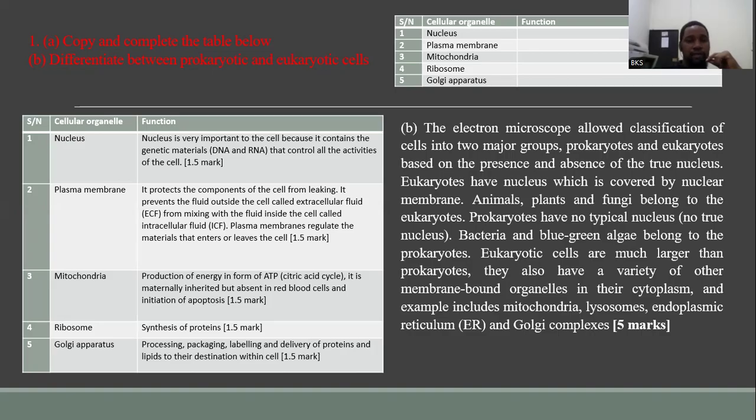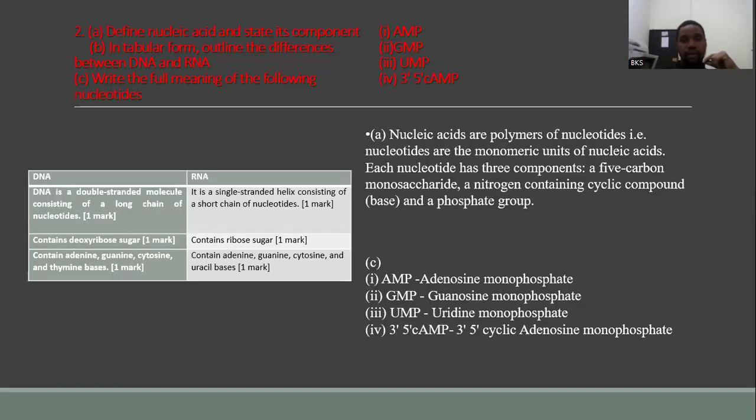The next question says differentiate between prokaryotic and eukaryotic cells. We talk about the difference between prokaryotic and eukaryotic cells. They are different with respect to size, presence or absence of a nucleus, and presence of organelles. So you can go back to that.